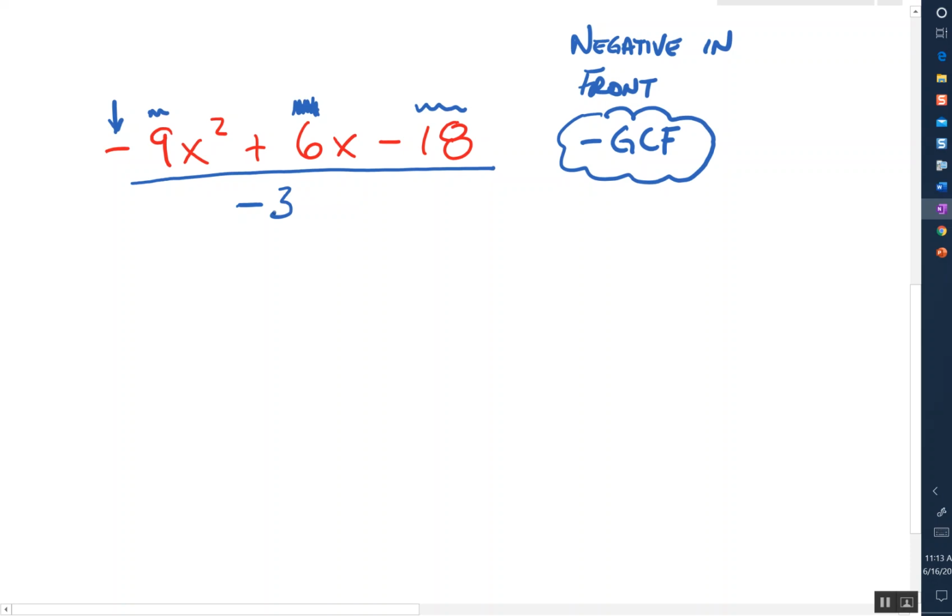Now I start to look at the x's. Okay, let me get rid of some of these scribbles. So now I'm looking at the x's. This has an x squared, the first term. The second term has just an x. And this term down here doesn't even have an x.